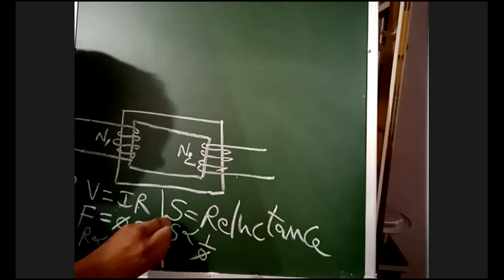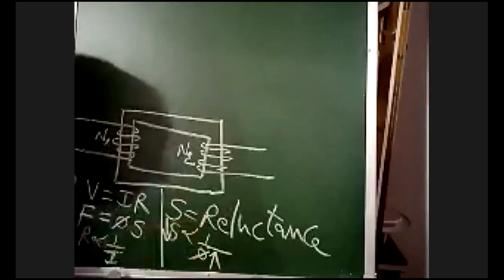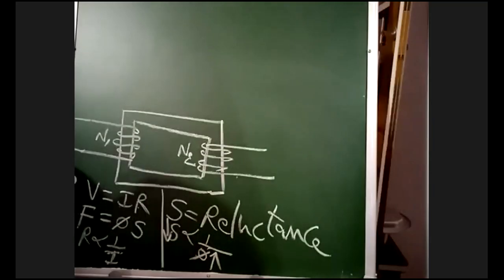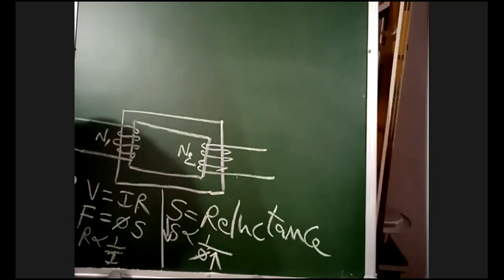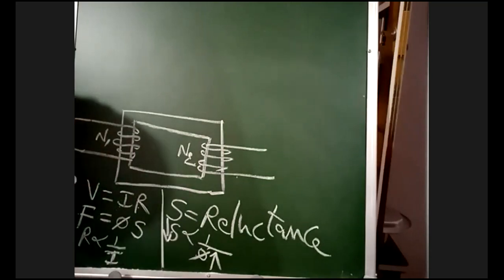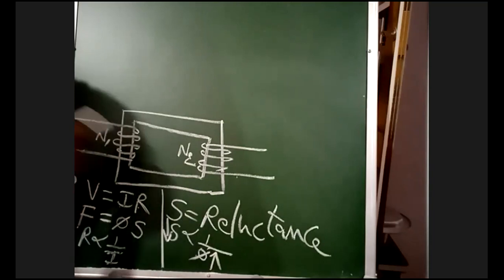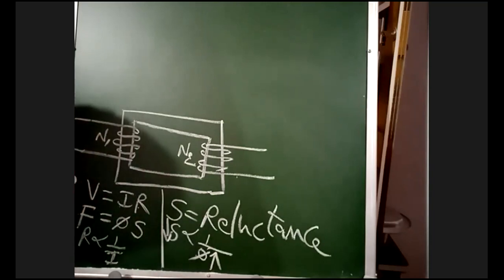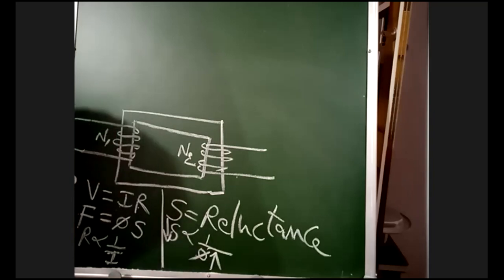If reluctance is less, what happens to flux? Increase. Flux will be more. That's why we place the coil on the iron piece, to increase the flux in the winding. If we are having more flux, we'll get more voltage. That is the reason why you are placing the coil on the iron piece.